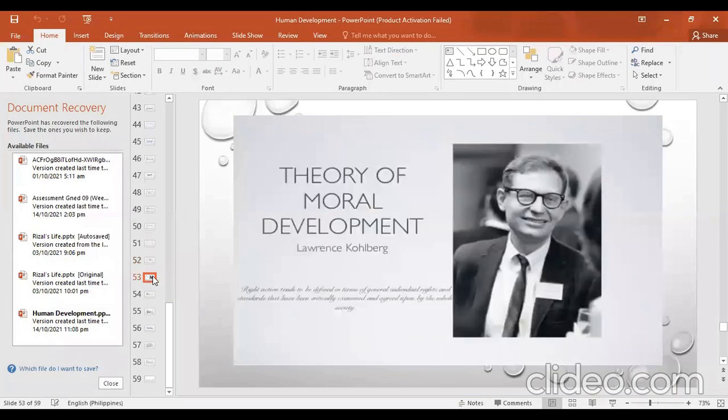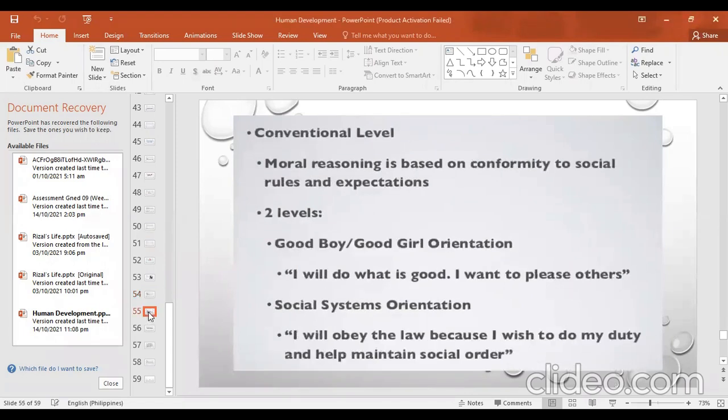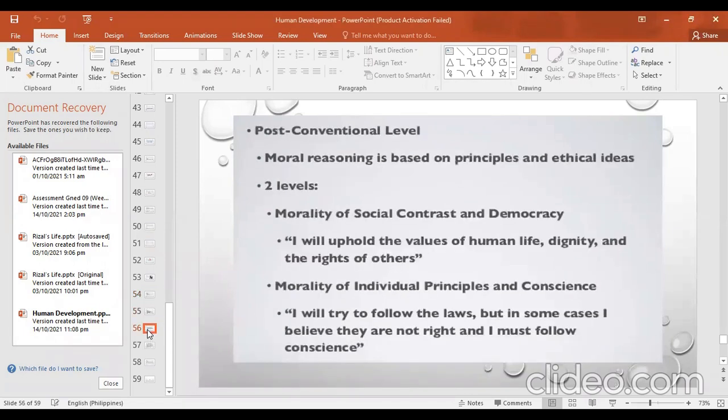So next we have Theory of Moral Development by Lawrence Kohlberg. When we talk about the theory of moral development, it is something to do with the morality ng isang bata. Now, moral development ay may three levels. We have pre-conventional level, conventional level, and also post-conventional level.